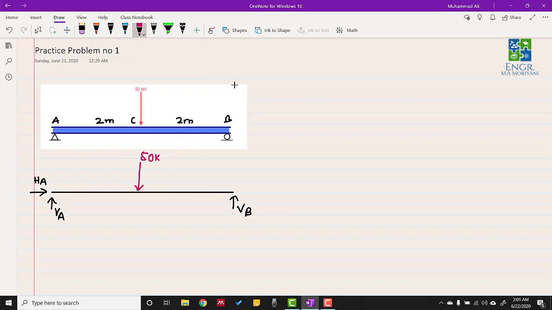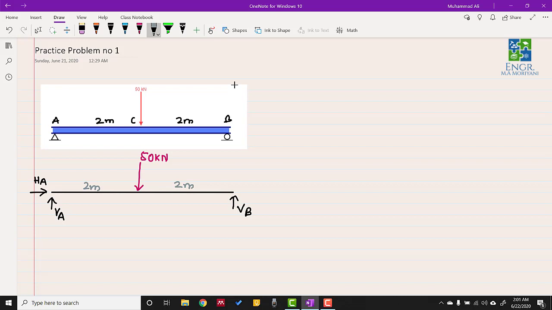And as an external load, we have 50 kilonewton, acting at a distance of 2 meters from this side and 2 meters from this side. So this is our free body diagram, and after we have drawn it, we are ready to find the support reactions.